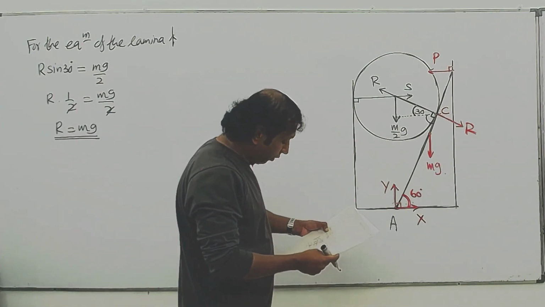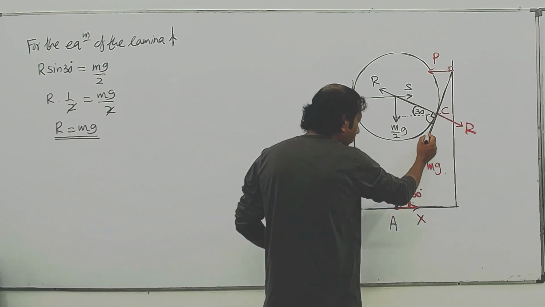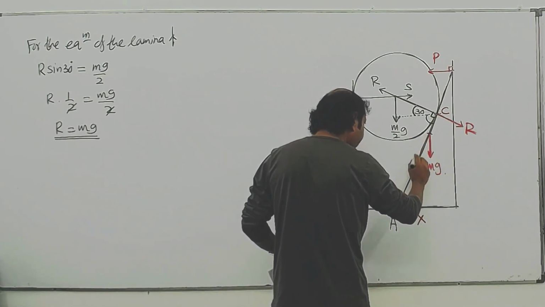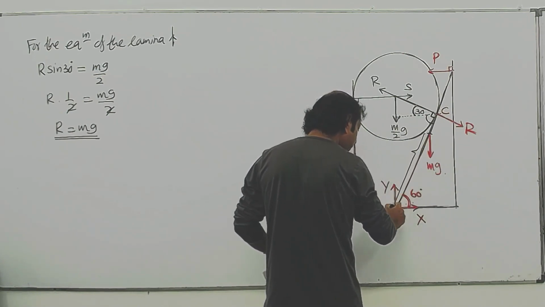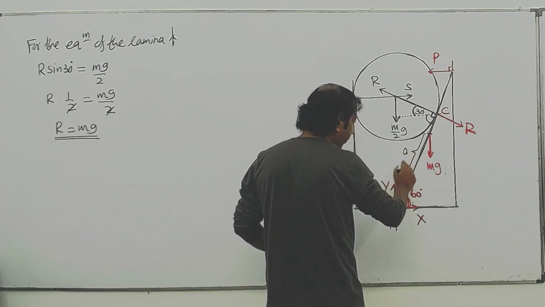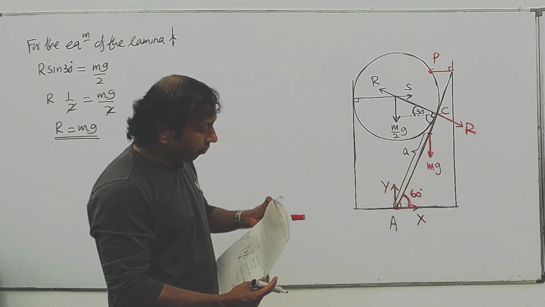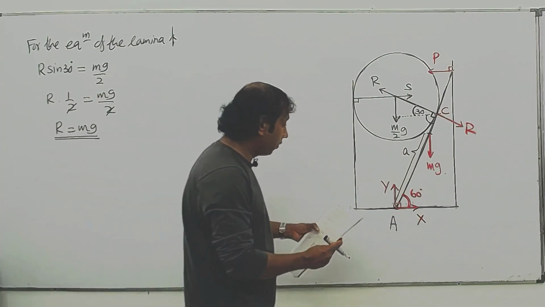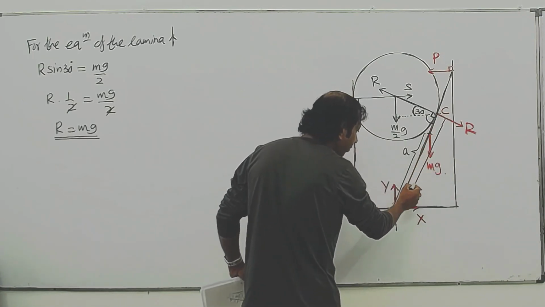Okay, now the length of the rod is given as 2a. The center of gravity is at the midpoint. Therefore, the distance from here to here is a. This distance is a. And the distance from A to C is given as 3a by 2. The question now is the distance from here to here, it's 3a by 2. This is 3a by 2.